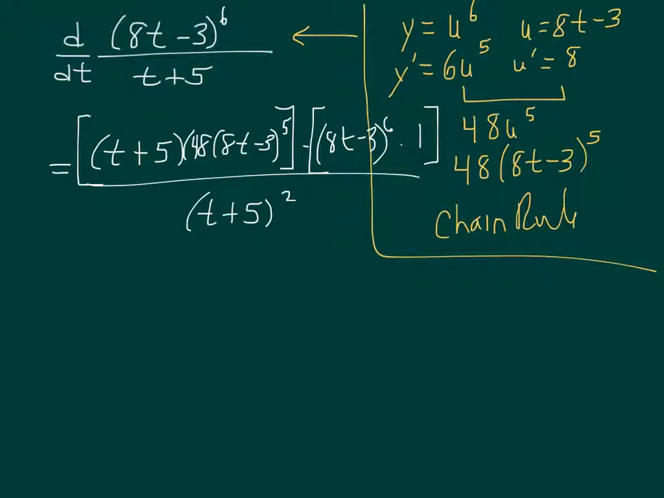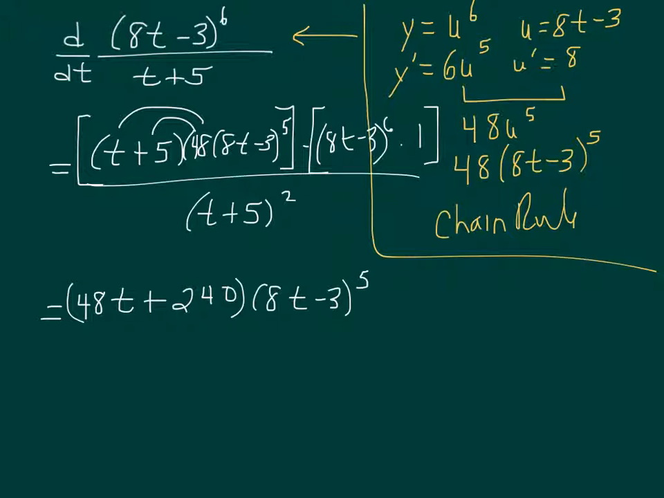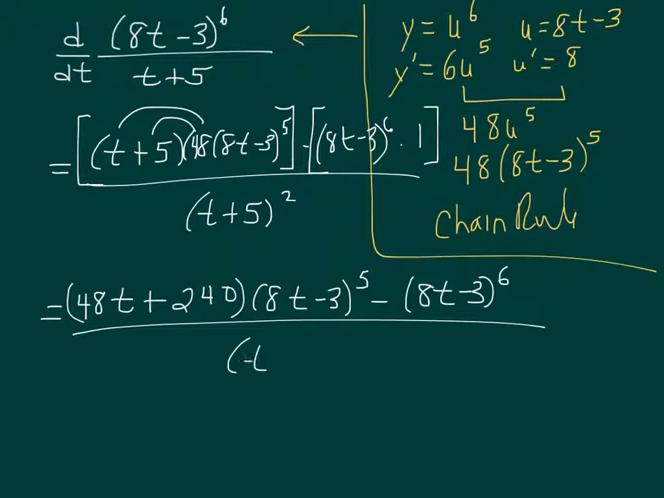Alright, so what can I do with this? Well, I could distribute this 48. So I would end up with 48t, 48 times 5, 240, and then 8t minus 3 to the 5th, minus 8t minus 3 to the 6th, all over t plus 5 squared.